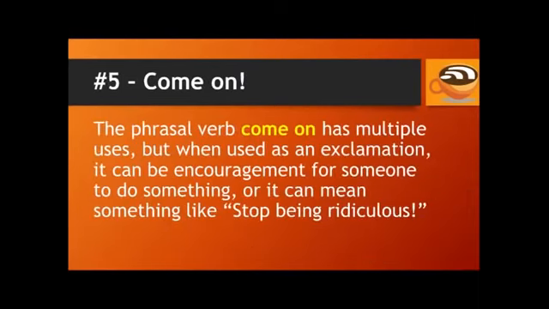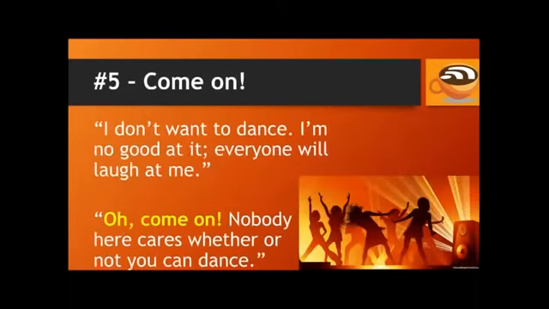Number 5. Come on. The phrasal verb come on has multiple uses, but when used as an exclamation, it can be encouragement for someone to do something, or it can mean something like stop being ridiculous. For example, I don't want to dance. I'm no good at it. Everyone will laugh at me. Oh, come on. Nobody here cares whether or not you can dance.